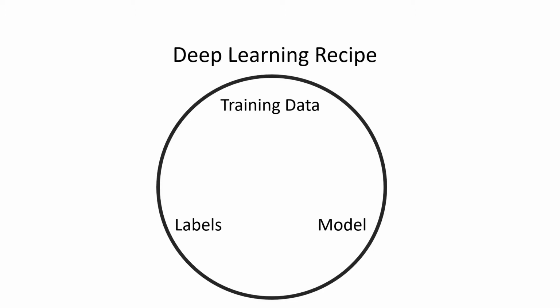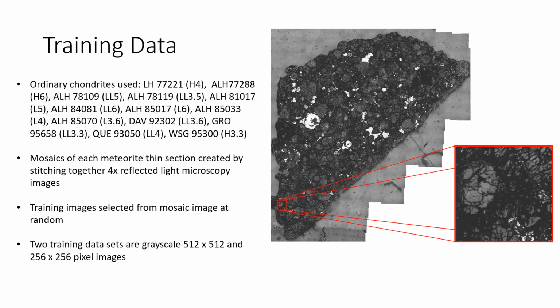In order to apply deep learning to some problem, you need three things. You need training data, you need labels, and you need some sort of statistical framework or model. I'll go ahead and talk about all three of those things right now. To gather training data for this project, we used a suite of ordinary chondrites spanning petrologic types 3 through 6, or all the metamorphic grades for ordinary chondrites.